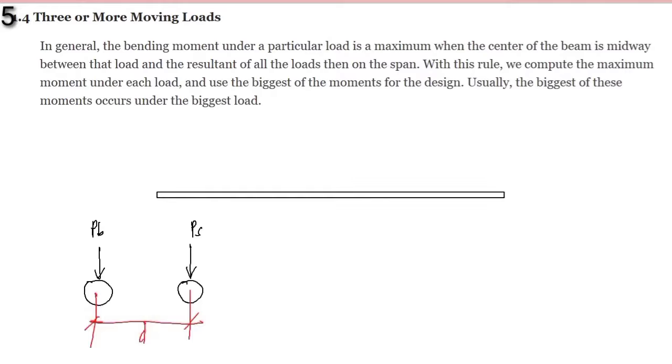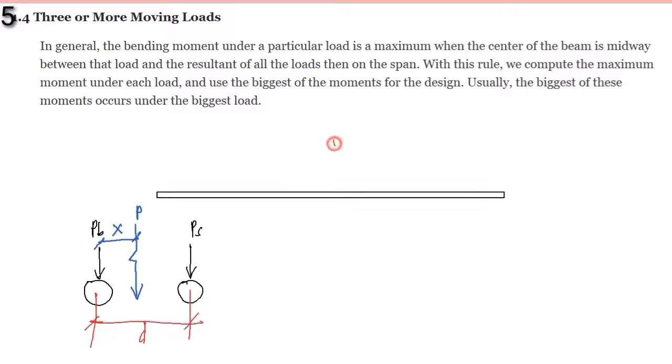Now, what we are going to do here is to compute for the location of the resultant of these loads here, and that would be the total P. Now, let's find the distance X of this resultant from our load or from our wheel. According to the definition, it says that the bending moment under a particular load is a maximum when the center of the beam is midway between the load and the resultants of all the loads then on the span.